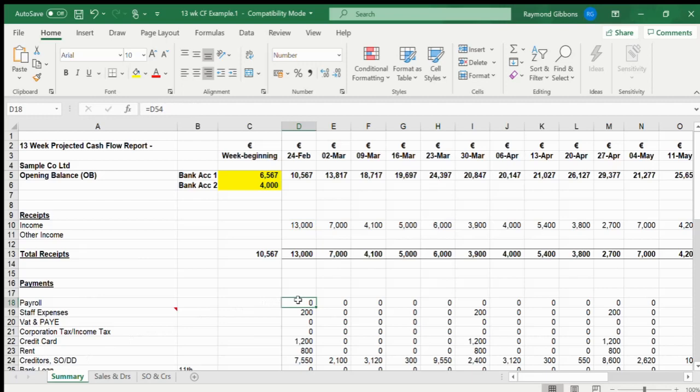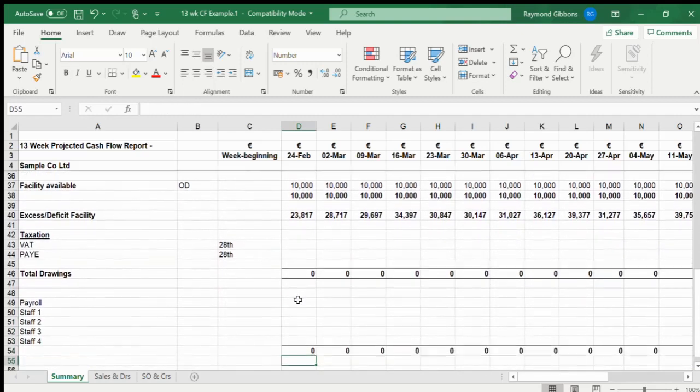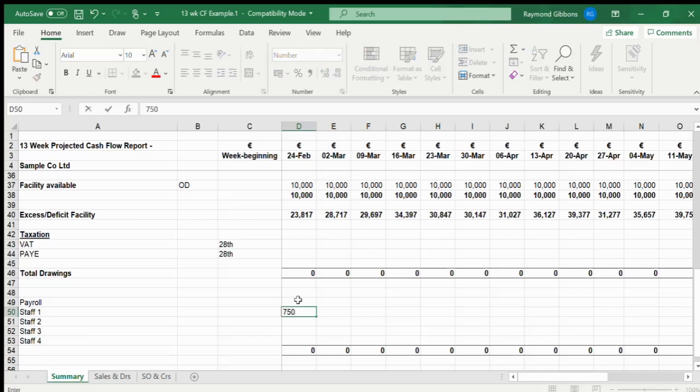We're going to enter the payroll details for Sample Company now, and the formula here directs us to line D54, which is just below here. So let's drop down. So what we'll see here is that Sample Company have 4 staff members. And the first staff member, well, he's paid €750. The second is paid €350. The third is paid €350. And the fourth is paid €220.